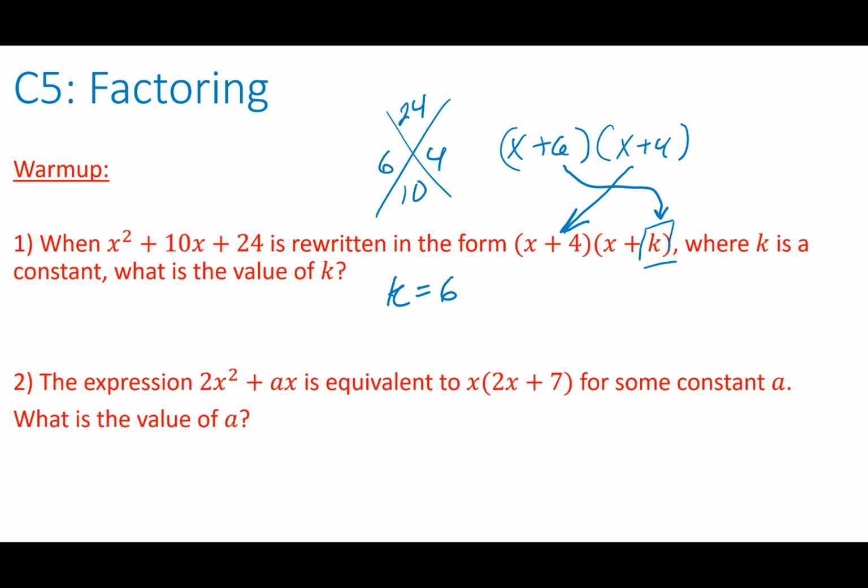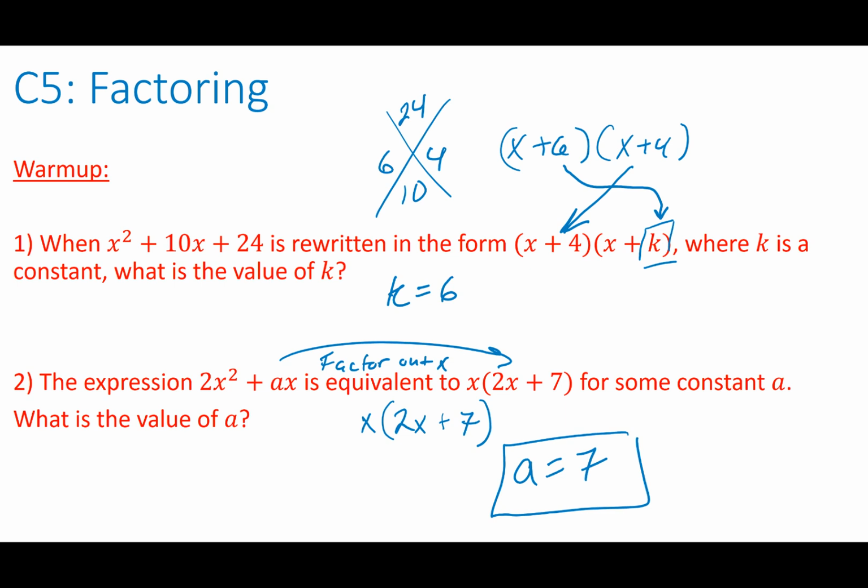Number 2, the expression 2x squared plus ax is equivalent to x times 2x plus 7 for some constant a. So again, we're trying to figure out what a is. A is going to be a number. We got to figure out what a is. What is the value of a? So we had a quadratic, 2x squared plus ax, and they rewrote it as x times 2x plus 7. So what did they do on that? So they factored an x out. So to get from here to here, they factored out x. So they wrote this as x times 2x. So what is a going to be?